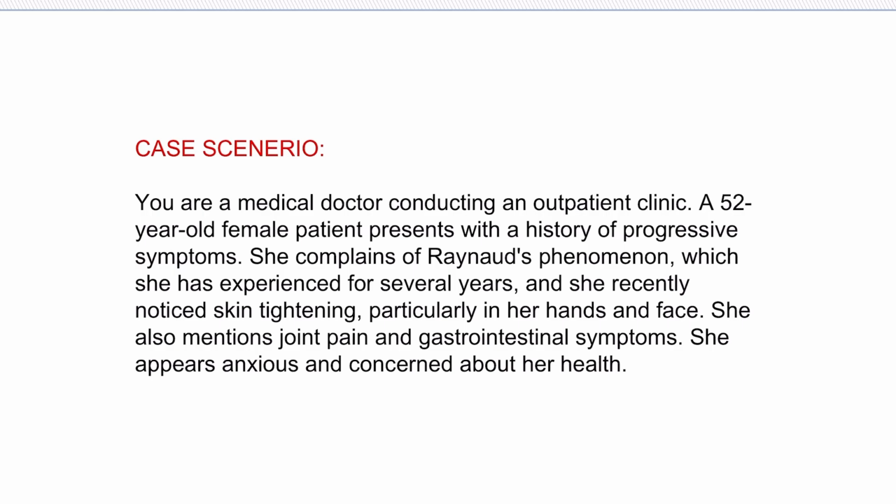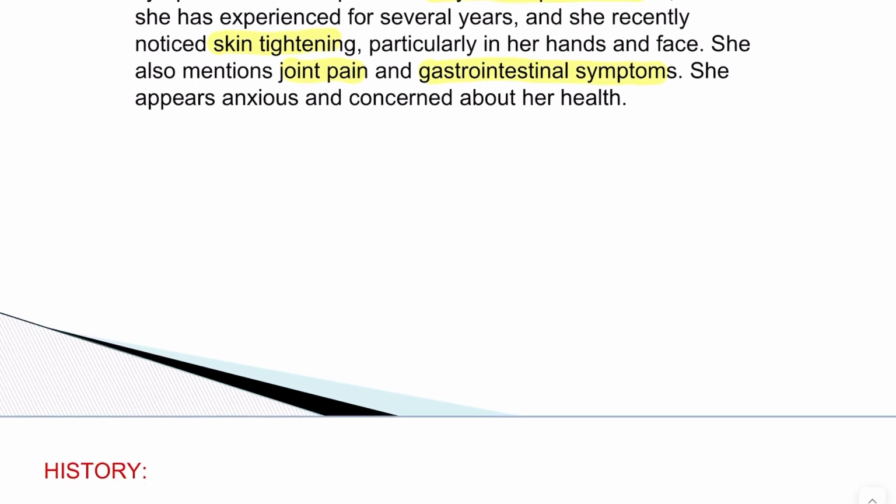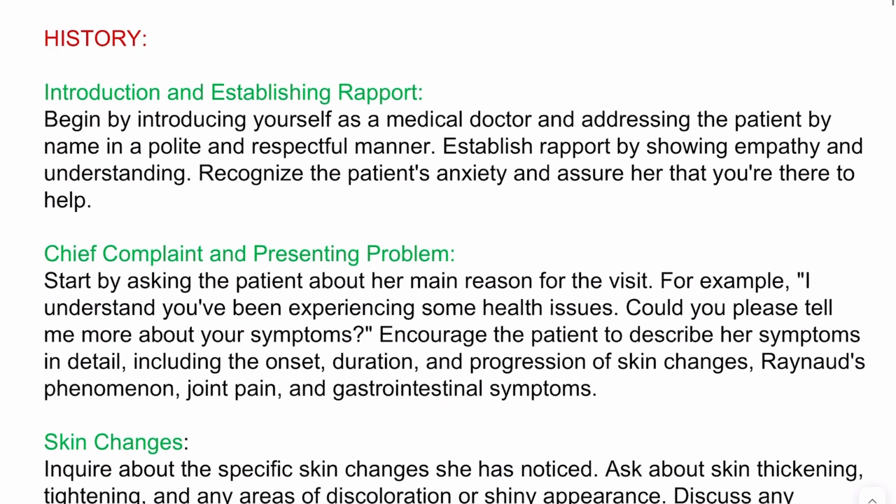So again, as I told you before, whenever you read the scenario, concentrate on the buzzwords. So here we have some buzzwords like Raynaud's phenomena, there is some skin tightening, and there is some joint pains and some GI symptoms. Okay, let's move on. So once you read the scenario, you're going to enter the room, take consent from the patient, greet the patient and the examiner, and then you start the history.